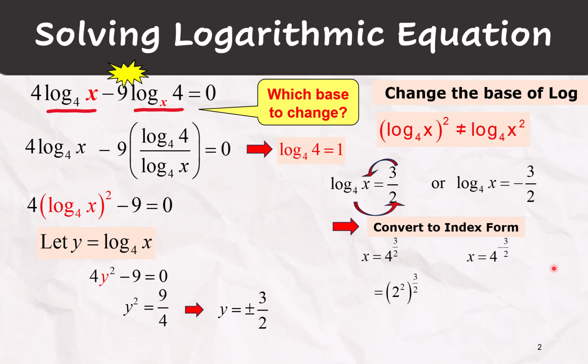This shouldn't be that tough for you now. I'm going to rewrite 4 as 2 squared. When I simplify this, I will get 8. For the other one, I will eventually get 2 to the power of negative 3. Applying negative indices, I will get 1 over 8.